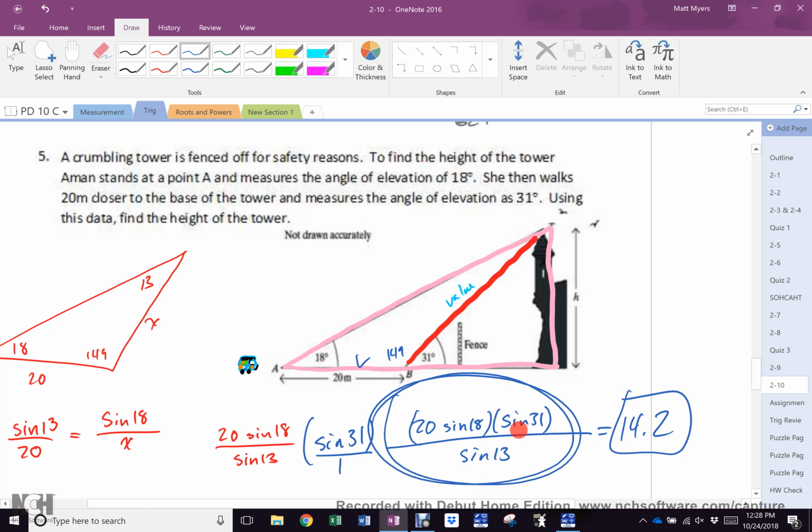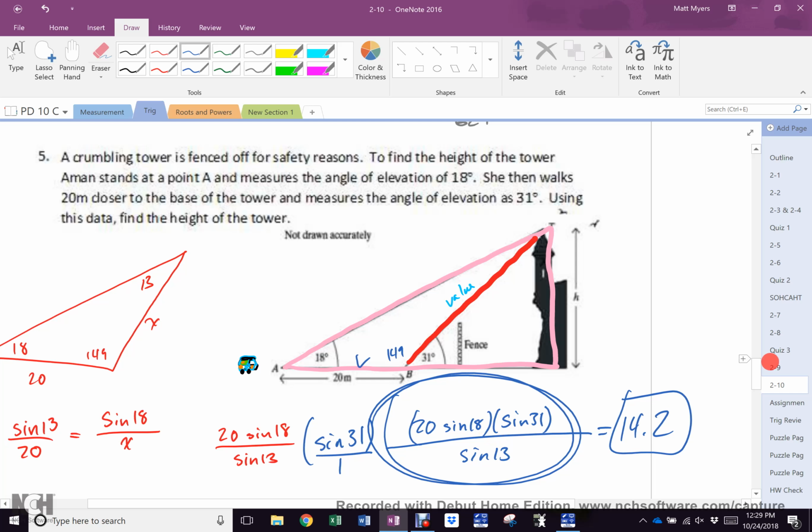Even if you don't have a calculator, you could almost do this in your head if you practice enough, right? We all know that sine has to be between 0 and 1, right? So we could figure this out approximately without a calculator. But to get to here, this is the skill. Does everybody pick up what I am putting down?